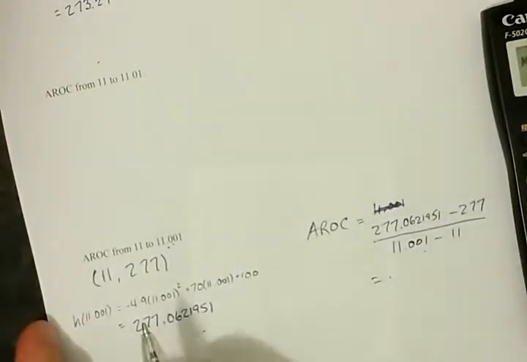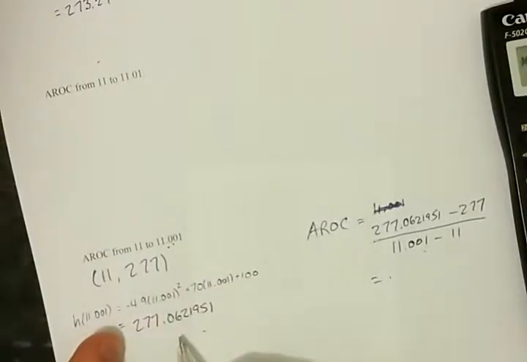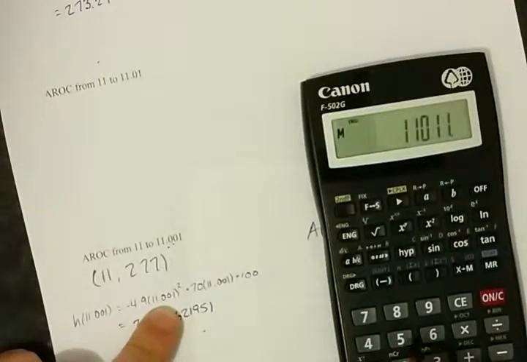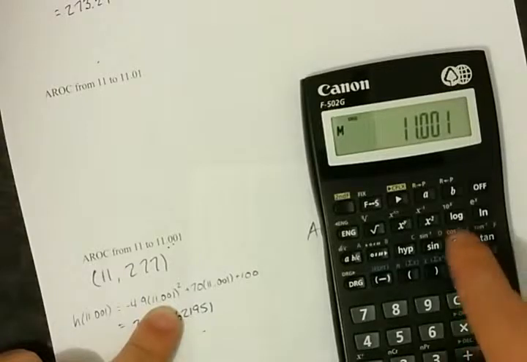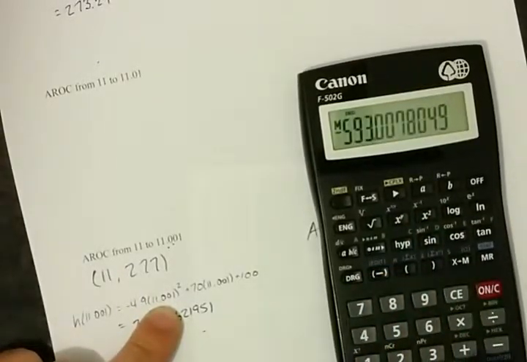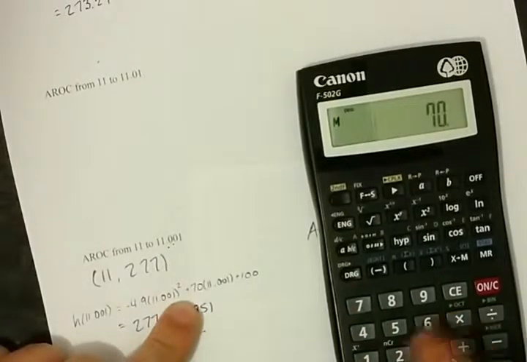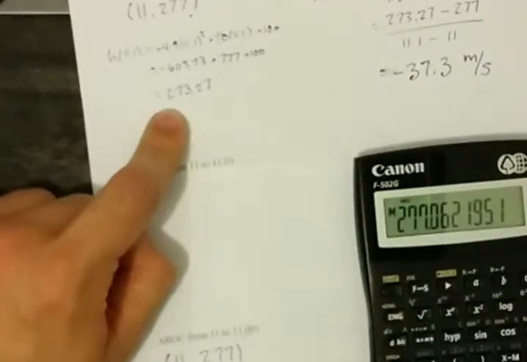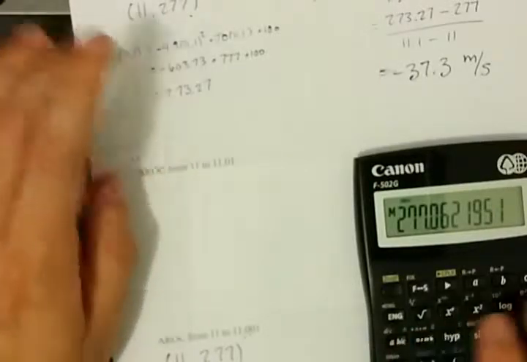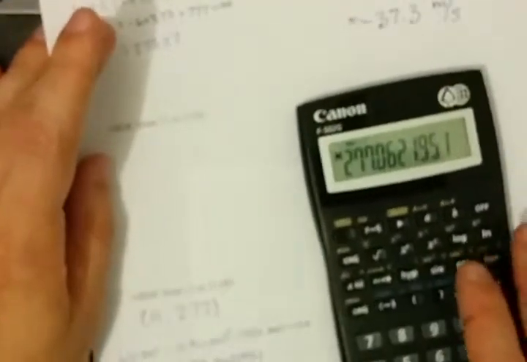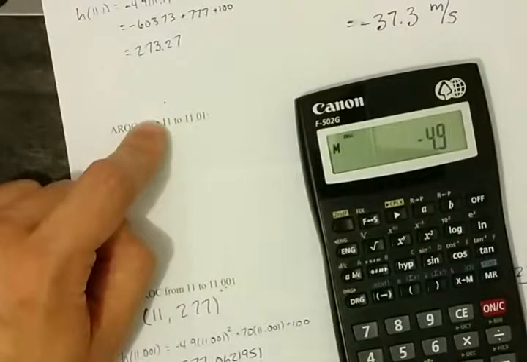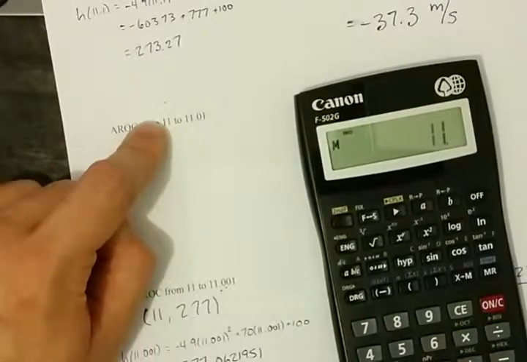I was expecting a number slightly less than this at 11.001. Damn it, I need to do this calculation again. 11.001 squared times negative 4.9, plus 70 times 11.001, plus 100. Damn it. Why am I getting a number slightly bigger than 277? Man, I'm going to have to redo this whole video if this doesn't work.